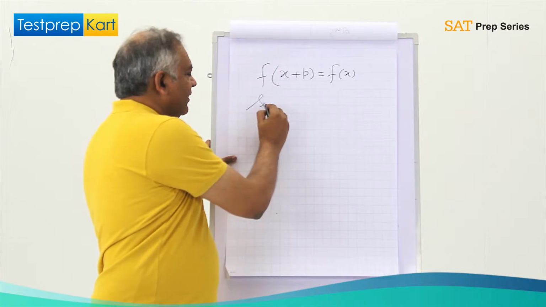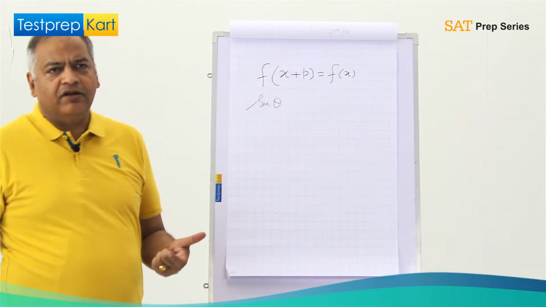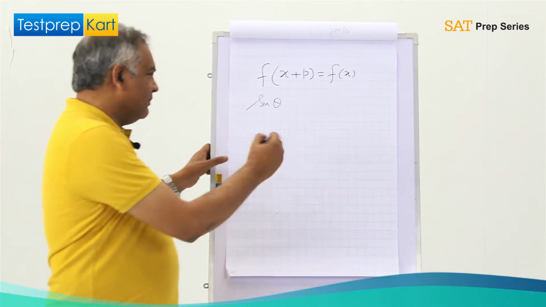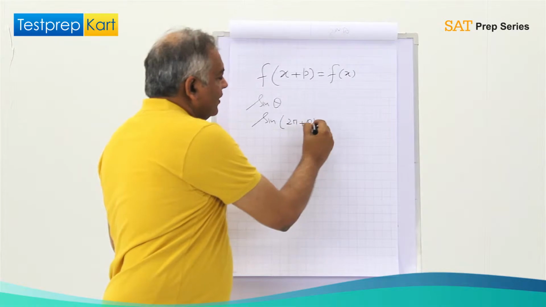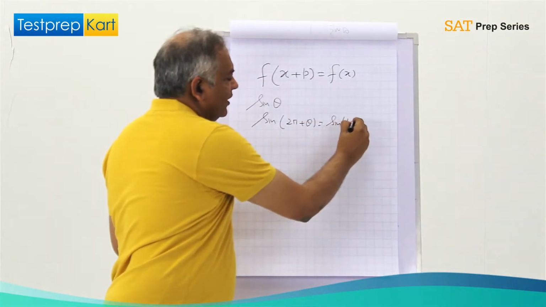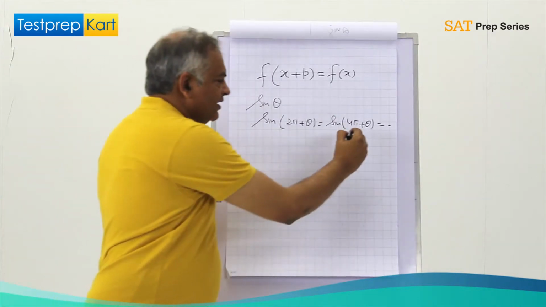Sine theta, a trigonometric function, is a periodic function with period 2 pi. As a matter of fact, if you see, sine of 2 pi plus theta is equal to sine of 4 pi plus theta, and so on and so forth. All these are equal to sine theta.